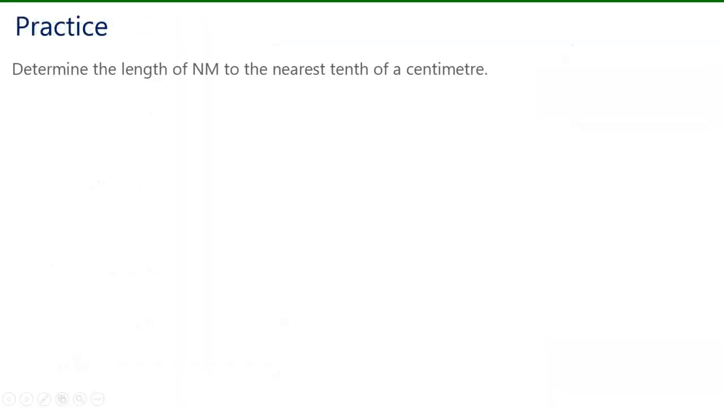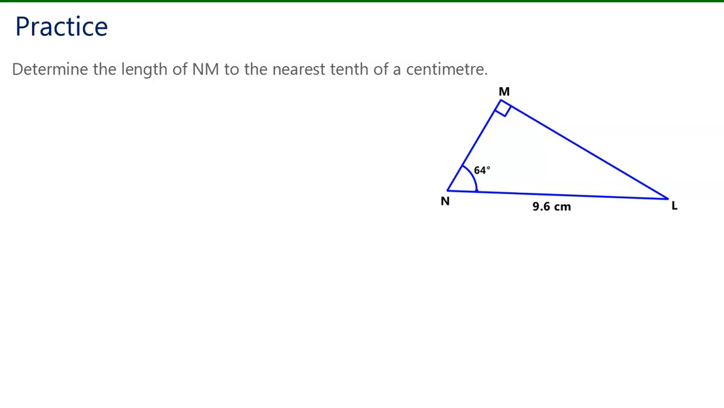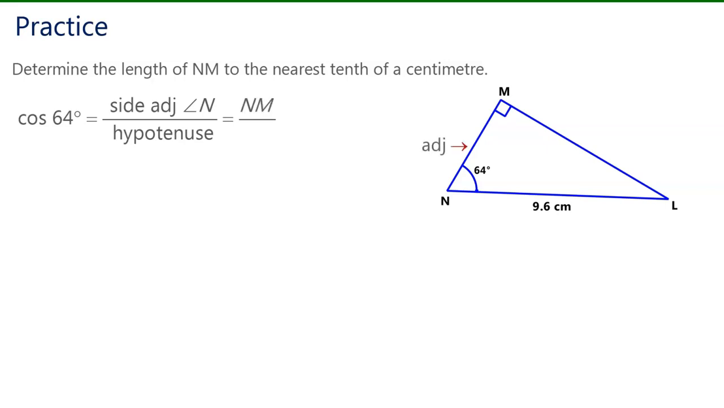Here's some practice. Determine the length of NM to the nearest tenth of a centimeter. You may wish to hit pause here and try this on your own. Cosine 64 degrees is the side adjacent angle N, which is NM, divided by the hypotenuse LN, which we know to be 9.6 centimeters. We get cosine 64 degrees equals L over 9.6. We can now write NM as simply lowercase l.